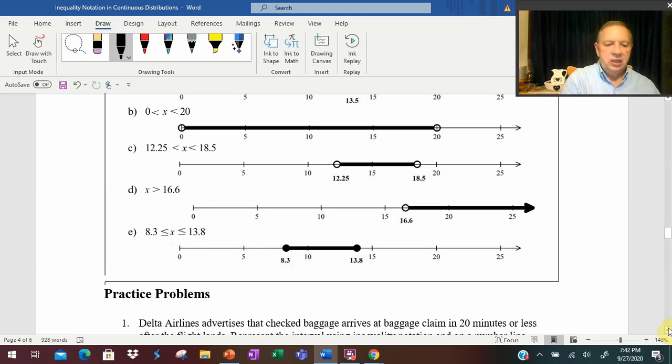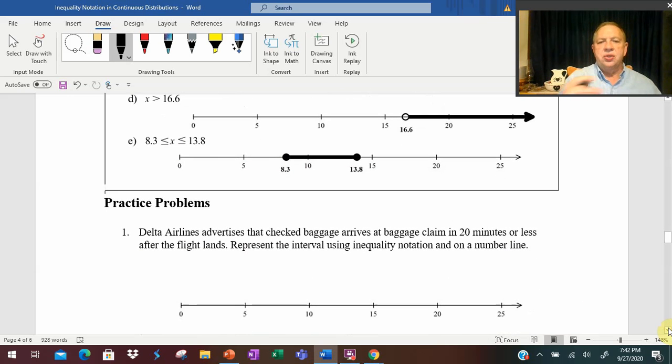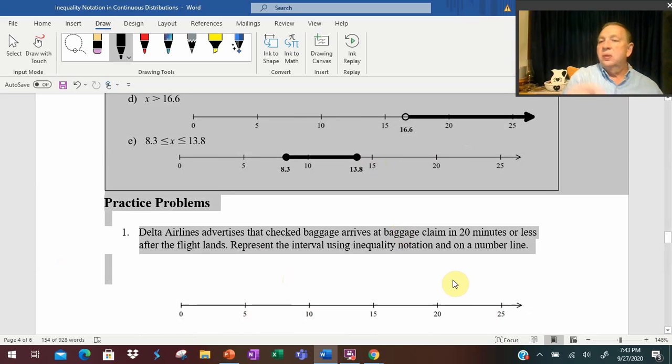Okay, so these little practice problems give you a chance to look at these, consider this stuff, and draw on these number lines what this represents. Okay, 20 minutes or less. Would you include 20 minutes? Yes, or less. Okay, so hope that gets you started.